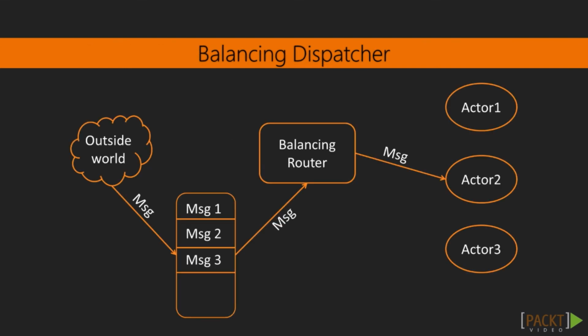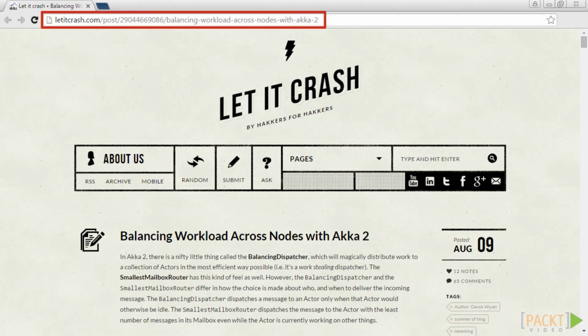Let's revise the balancing dispatcher router, which we saw in one of the previous sections. A balancing router dispatches a message to an actor only when that actor would otherwise be idle. And of course, we remember all our actors share the mailbox. If we want to distribute work over remote actors, you can't use a balancing dispatcher, because every actor on each node has a different mailbox. So, if you want to balance work with remote actors, you should use the work pulling pattern, which was first described by Derek Wyatt.